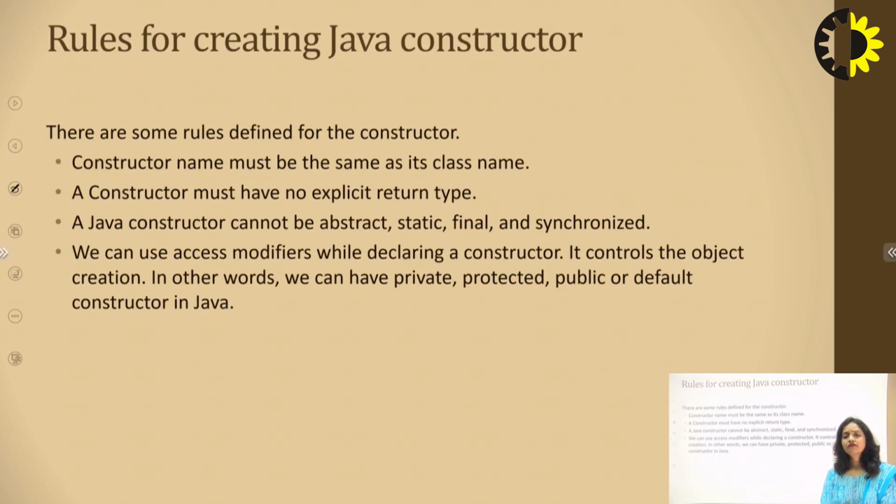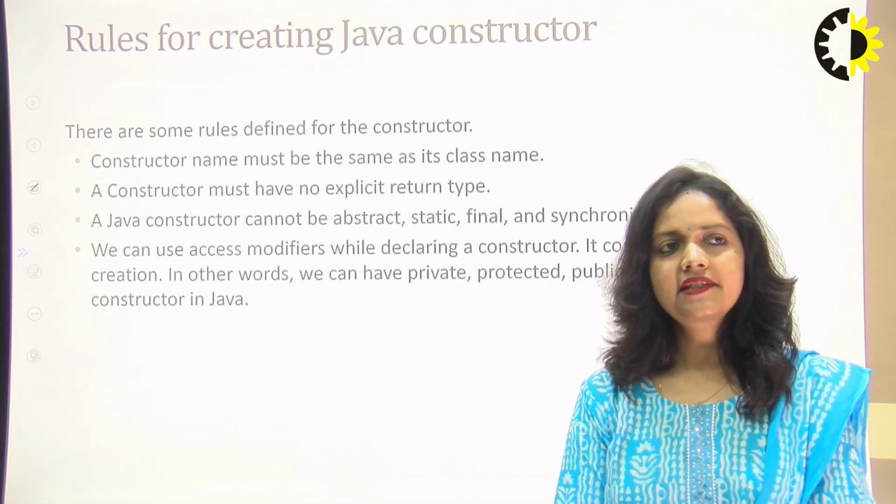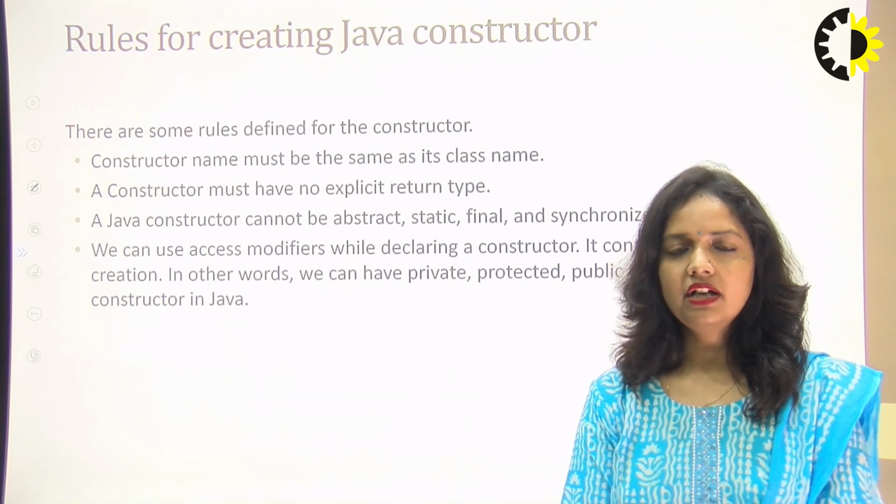There are certain rules for creating a constructor. The first rule is the constructor name must be the same as the name of the class. So whatever class we are taking, like when we are creating a Student class, the name of the constructor will always be Student. Yes, it is user defined on the basis of the class name, but it should be the same as the name of the class. The second rule is that it does not have any explicit return type, meaning it does not have any data type in front of it.